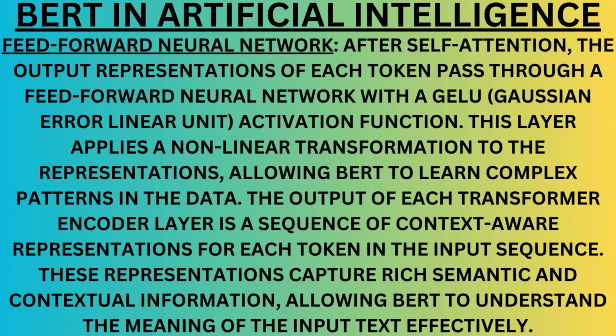Feed-forward neural network. After self-attention, the output representations of each token pass through a feed-forward neural network with a GELU, Gaussian Error Linear Unit, activation function. This layer applies a non-linear transformation to the representations, allowing BERT to learn complex patterns in the data. The output of each transformer encoder layer is a sequence of context-aware representations for each token in the input sequence. These representations capture rich semantic and contextual information, allowing BERT to understand the meaning of the input text effectively.